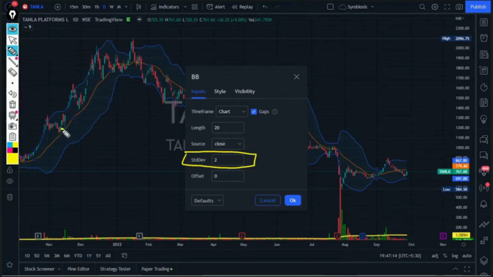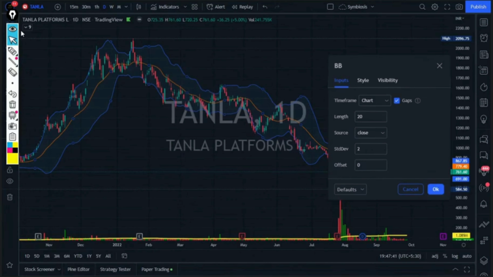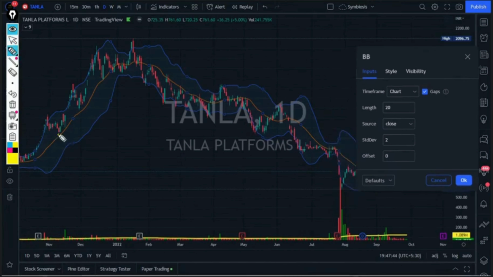So for every orange point that you see, for example this point, it will map plus 2 standard deviation from this point and minus 2 standard deviation from here, which gives it the band. So plus 2 standard deviation from this particular point, and minus 2 standard deviation from this one. This is the band.